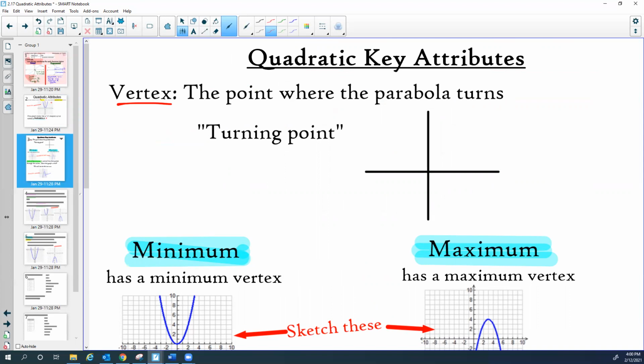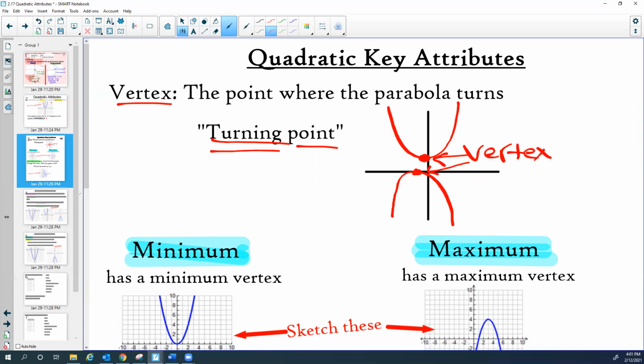So with a parabola, it's U-shaped. It's going to keep going, going, going, and all of a sudden it's going to turn. And that point where it turns is the vertex. Even if it was an upside down U like this, where it's going up, up, up, and then all of a sudden it turns, this right here would be the vertex. The vertex is truly the turning point.